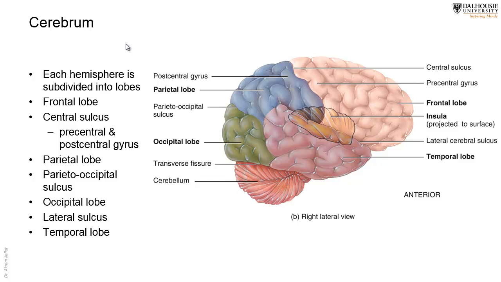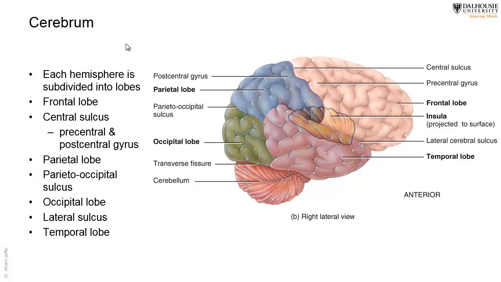I'm mentioning these names because these gyri have specific functions. The precentral gyrus is related to motor activities, and the post-central gyrus is related to sensation. So there are certain parts of the cortex that have specific functions, either sensory or motor, but there are many other areas that have integration functions. So they are called association areas.